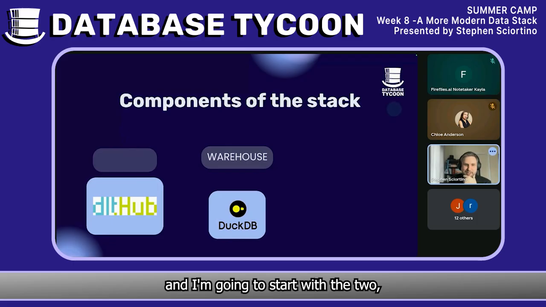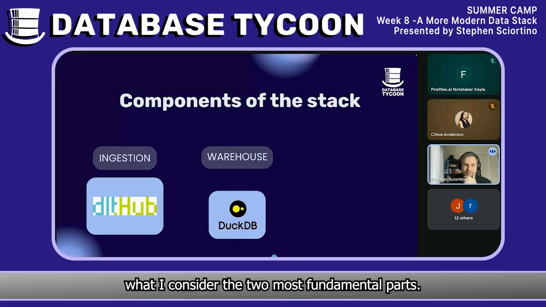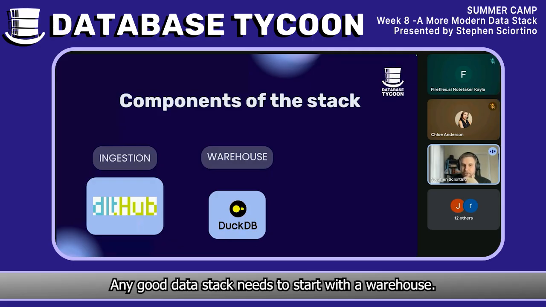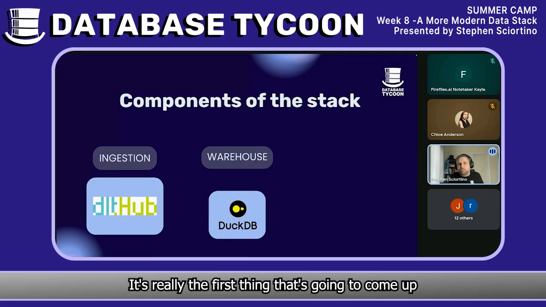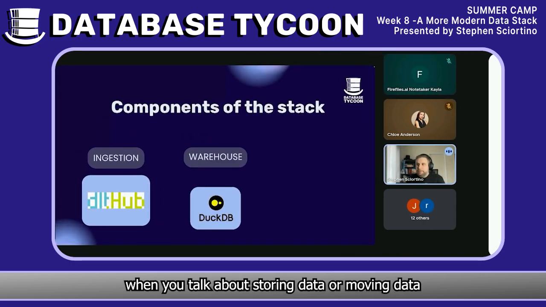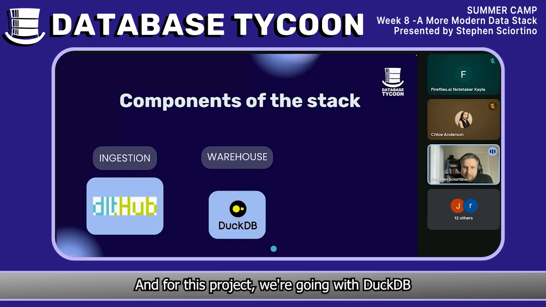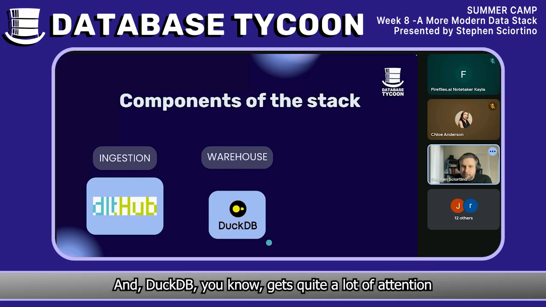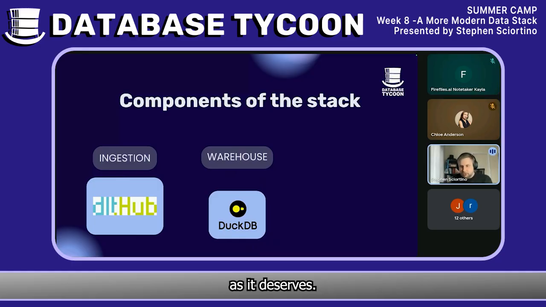I'm going to start with what I consider the two most fundamental parts. Any good data stack needs to start with a warehouse. It's really the first thing that's going to come up when you talk about storing data or moving data in any way. And for this project, we're going with DuckDB. Again, I mentioned this is a good chance for us to experiment with newer tools, and DuckDB gets quite a lot of attention, as it deserves. As you'll see later on in the demo, it's pretty easy to work with.